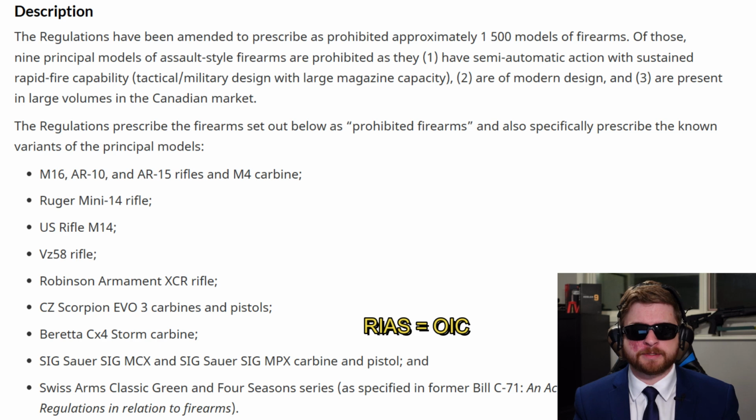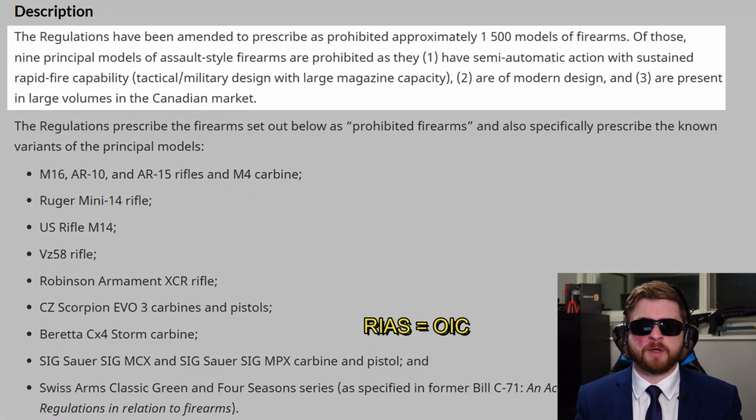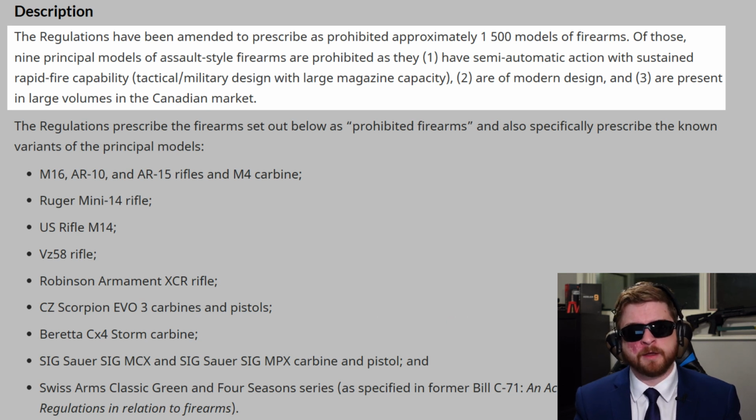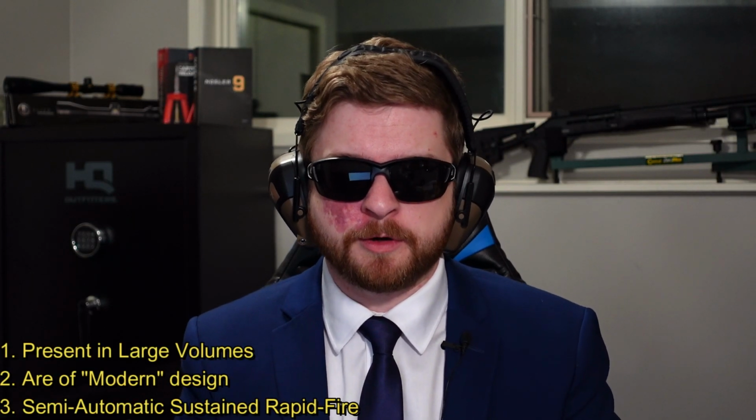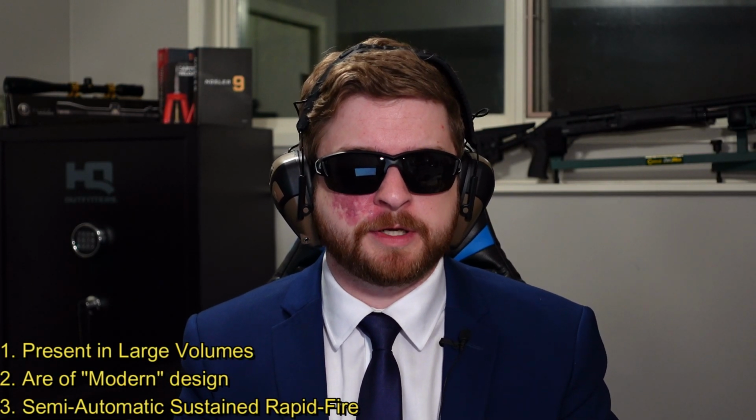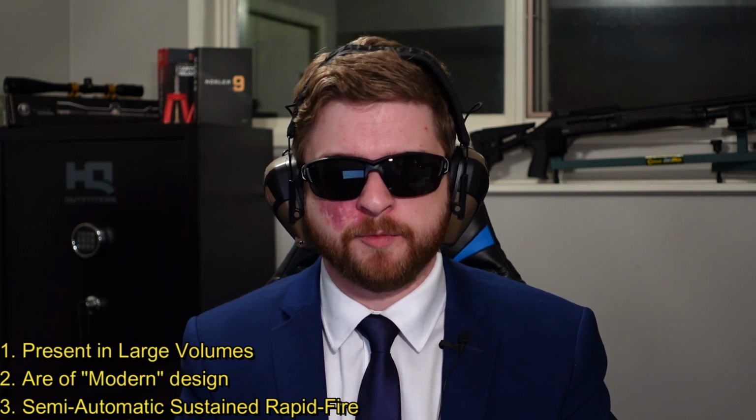Reading directly from the RIAS, it says, the regulations have been amended to prescribe as prohibited approximately 1,500 models of firearms. Of those, 9 principal models of assault-style firearms are prohibited as they have a semi-automatic action with sustained rapid-fire capability, which means they have a tactical or military design with a large-capacity magazine. Secondly, they are of modern design. And thirdly, they are present in large volumes in the Canadian market. So I'm going to analyze these 3 criteria in reverse order, asking if these criteria are reasonable considering the factual and legal constraints on the government's decision.